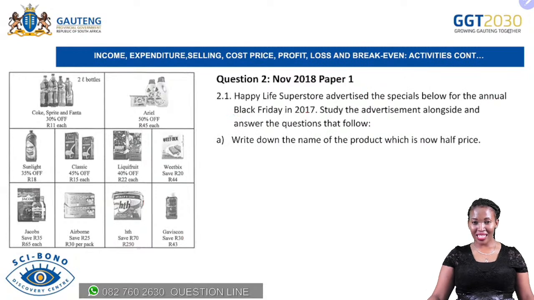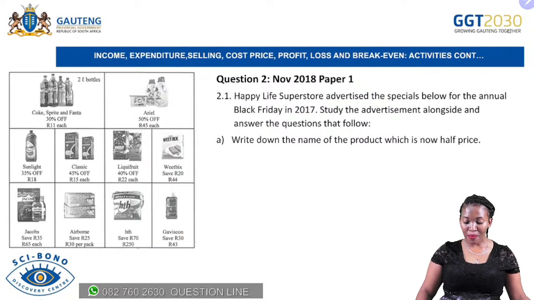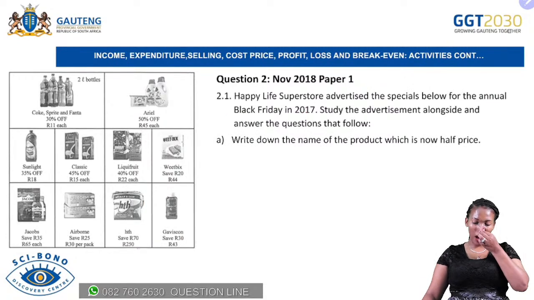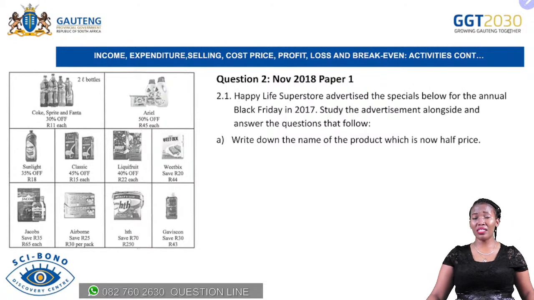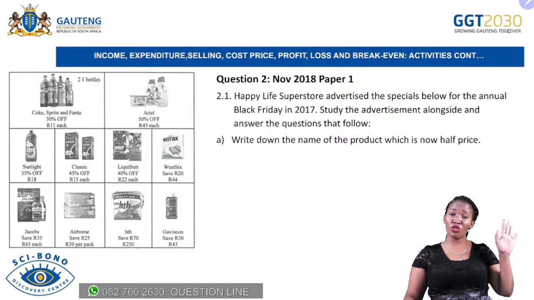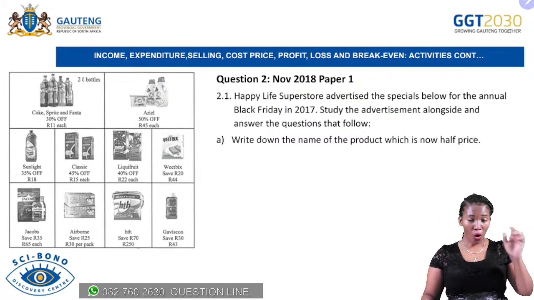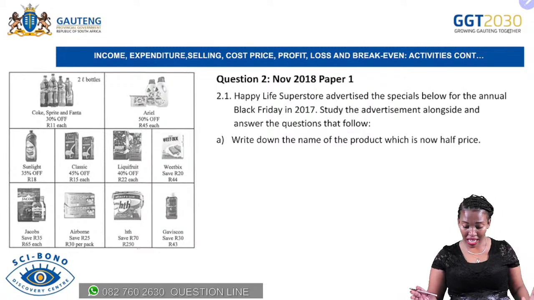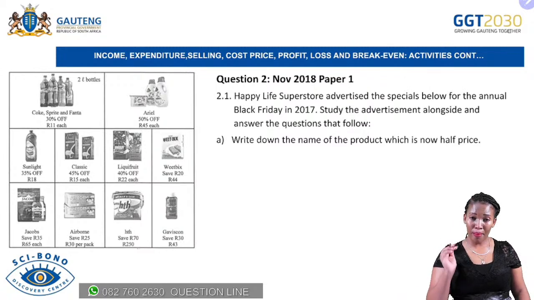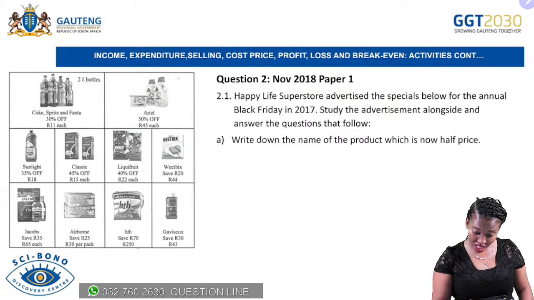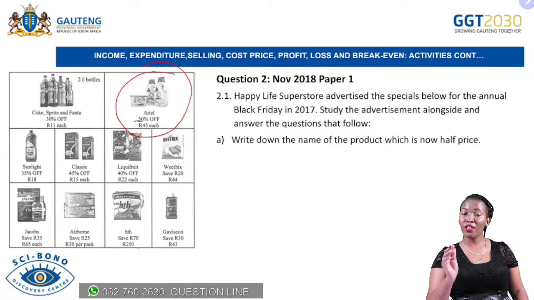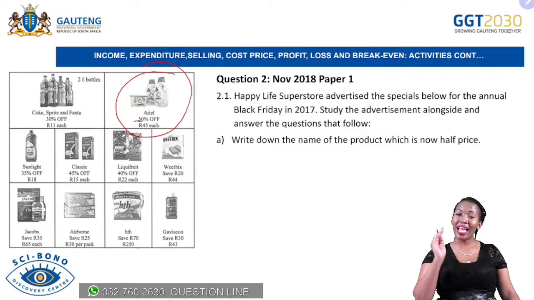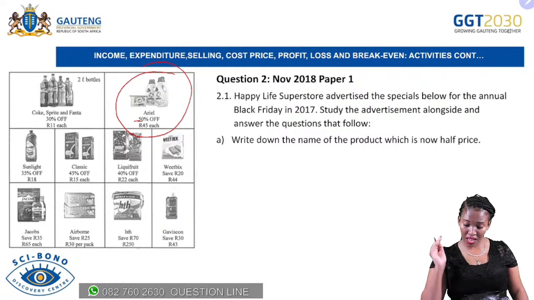And then the second question, we must write down the name of the product which is now half price. How would we know that an item is half price? It means that they will tell us how much we saved, either as an amount, or they can tell us how much we saved as a percentage. But then I remember when I was analyzing my information that the Ariel washing powder and liquid, they say it was 50% off. And 50% means you only pay half of the price, the given price.